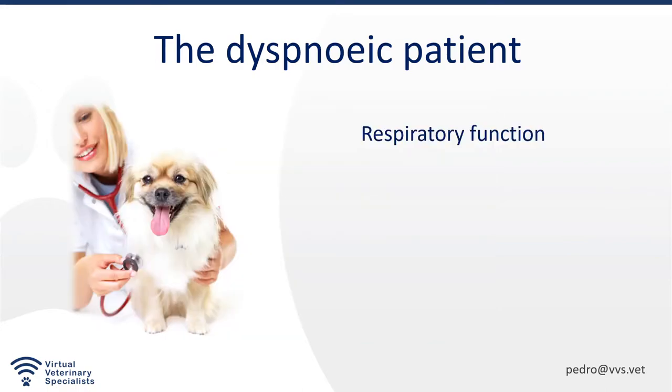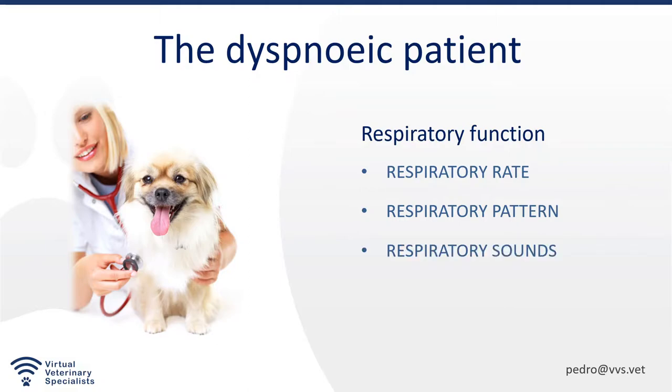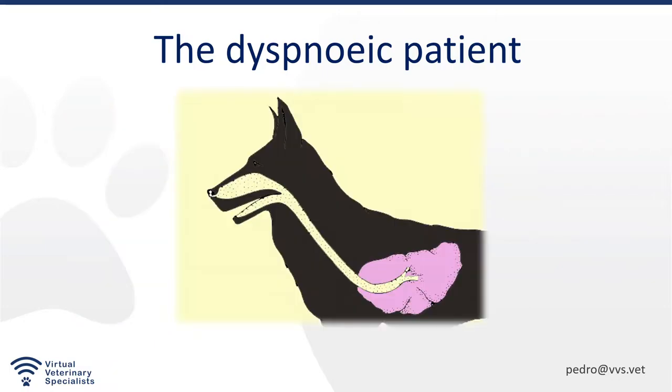So whenever we're assessing the respiratory function, we need to consider the respiratory rate. Not all respiratory problems lead to an increase in respiratory rate, and that's an important clue. We have to see how the patient is breathing. Is there a problem getting air inside the lungs or outside of the lungs? Are there any respiratory sounds that we can hear with a stethoscope or without a stethoscope? And is there any cough, and what type of cough is present?